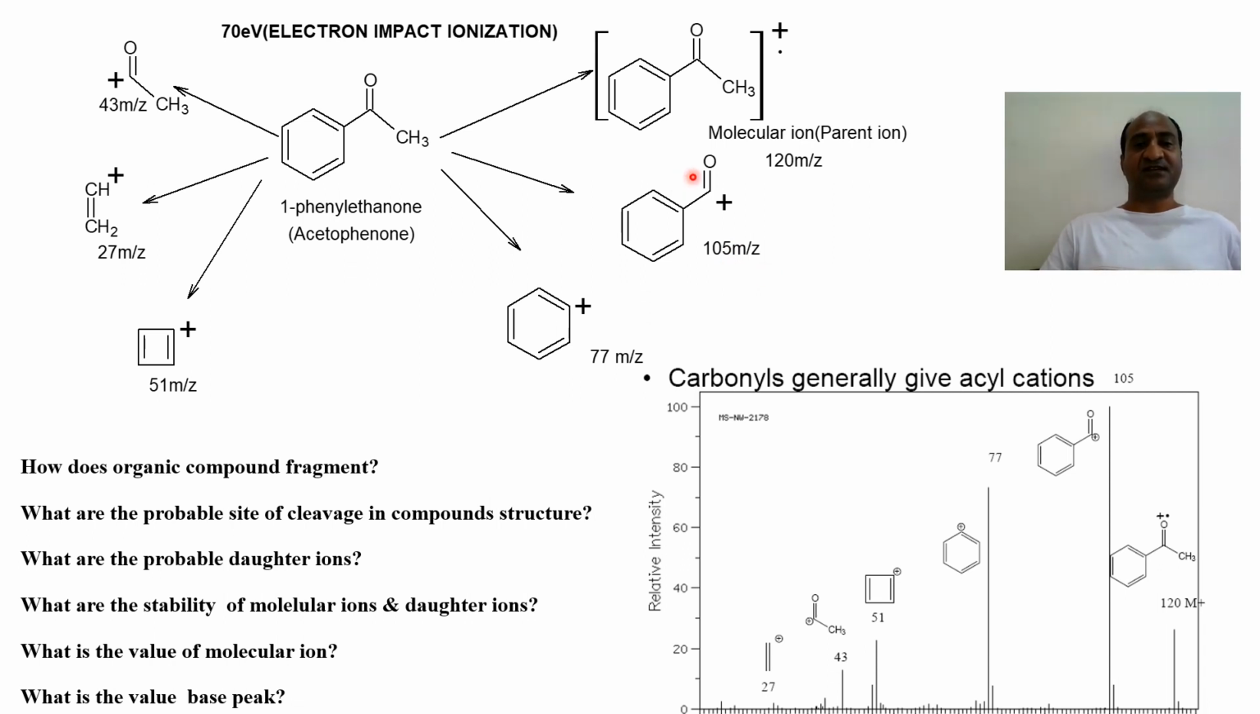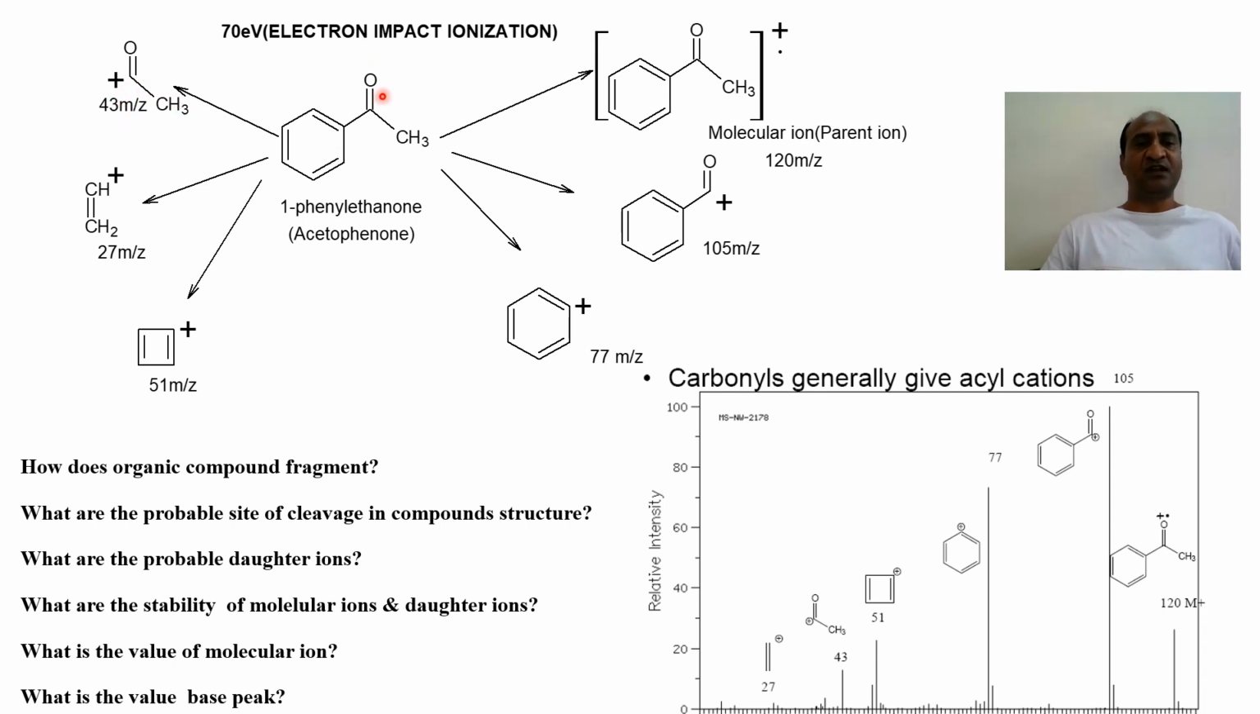Then again there is a cleavage from this position. You get an aromatic ring with plus dot, that is 77 mass by charge. Then this 6-member ring is converted into a 4-member cyclic ring having 51 mass by charge. Again it is cleaved and gives the open chain structure, CH double bond CH2 plus, 27 mass by charge. And there is also a probability of cleavage from here, and you get COCH3 plus, that is 43 mass by charge.